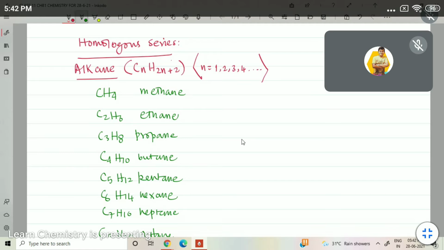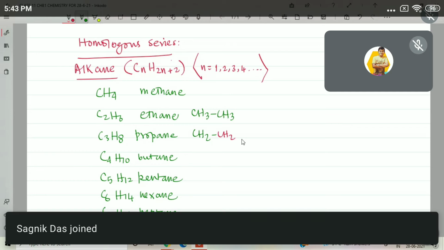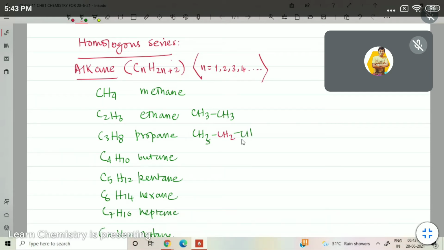Okay, what about the structures? Methane CH4, there is no issue with that. But what about ethane? CH3, single bond, CH3. What about propane? CH3, in between one CH2, and then another CH3. What about butane? CH3, CH2, CH2, and then CH3.